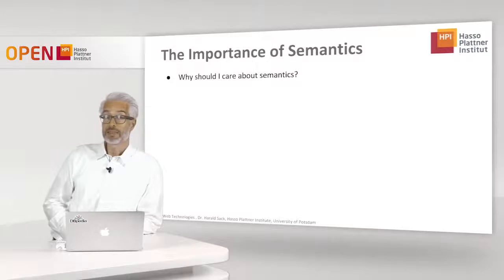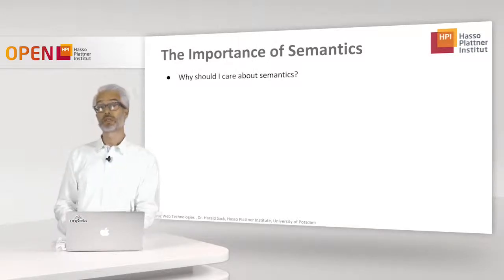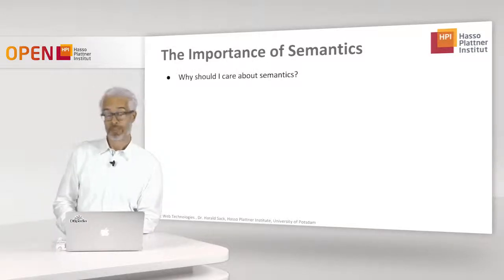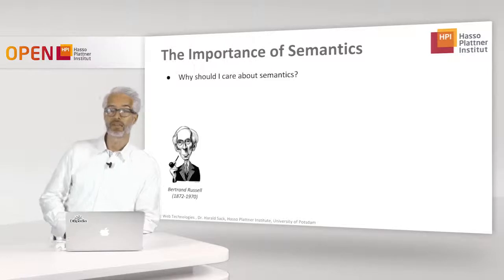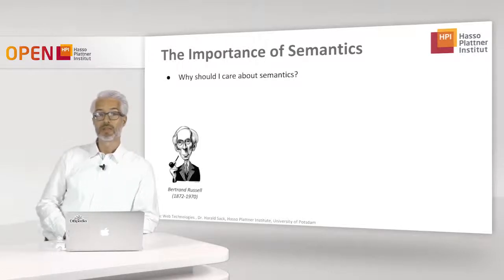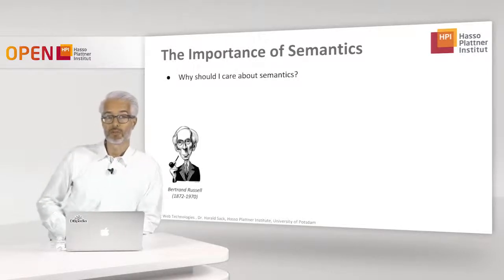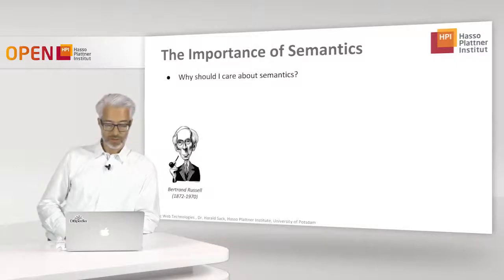Okay, so the point is, as a computer scientist, why should I care about semantics? Good question. Maybe I can't answer that, but of course I can get help from some famous people in history. Maybe you know Bertrand Russell, one of the most famous philosophers from the 20th century. He was also a great logician and mathematician, and he can give an answer.